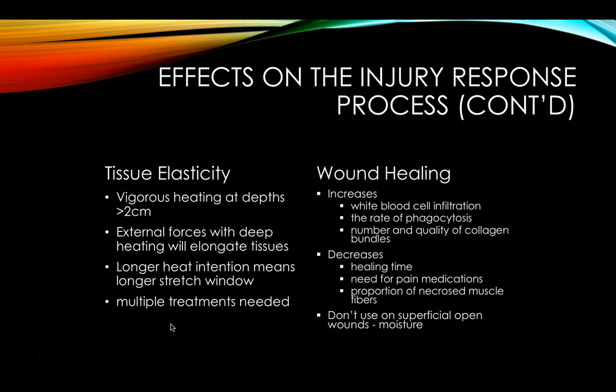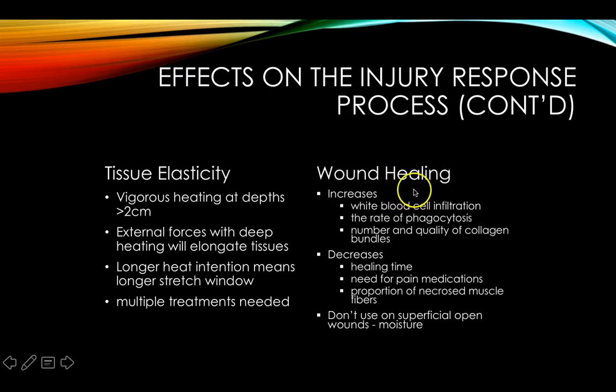On tissue elasticity, again, we can get to vigorous heating. We can get to really good depths, greater than 2 centimeters, greater than our superficial heating, greater than our ultrasound. We get that bigger volume as well. So when we apply the diathermy and then apply external forces, stretching, joint mobs, traction, we can elongate the tissues. And because we have that longer heating retention, that's going to mean a longer stretch window. We do need multiple treatments, just like for any changes in tissue elongation. It's not just a one-time shot. We've got to do this over the course of several days, multiple treatments, in order to get that elongation.